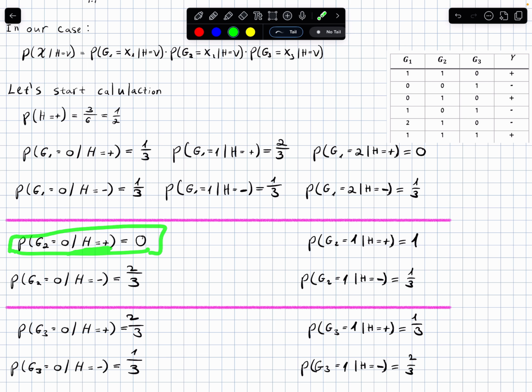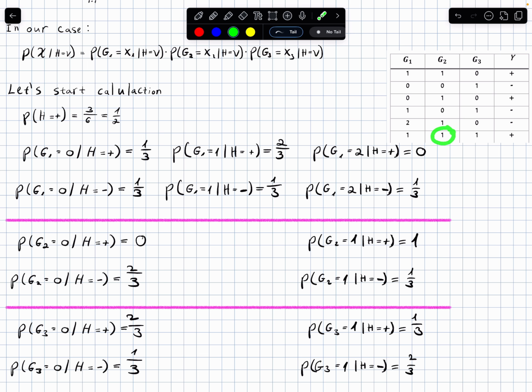We have h equal to plus, meaning this row, this row, and the last row. Okay, and how many of them have g2 equal to 0? Here g2 does not equal 0, here g2 does not equal 0, and here g2 does not equal 0, meaning it's 0 divided by 3. But in how many of the rows does g2 equal 1? It's exactly all the rows.